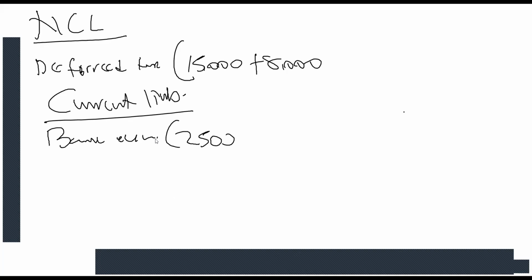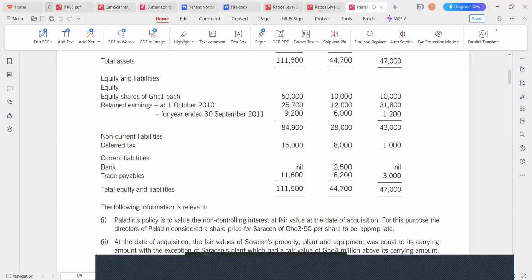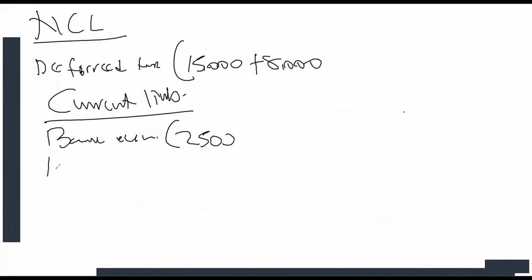This is what you do. But some people will not do this, and they rather focus on the complicated theories. No, please, we have our steps. We need trade payable, 11,600 to 6,200.